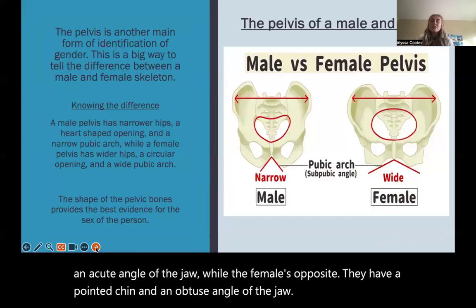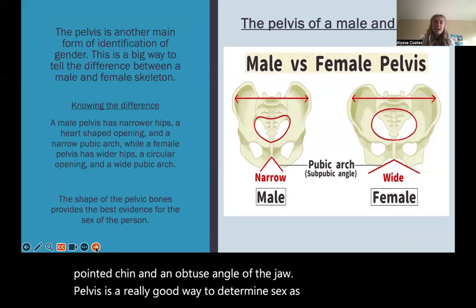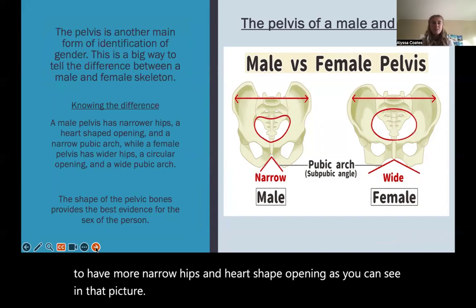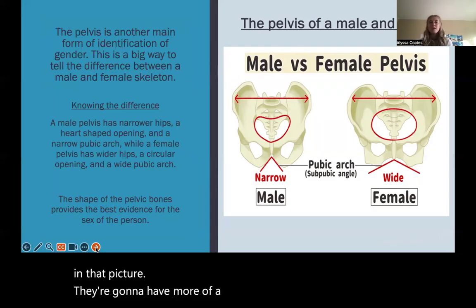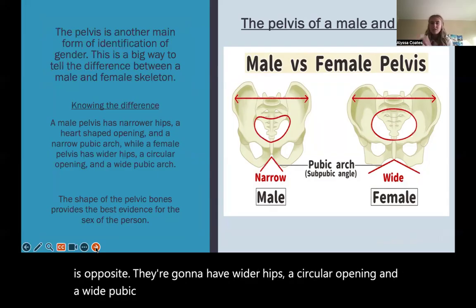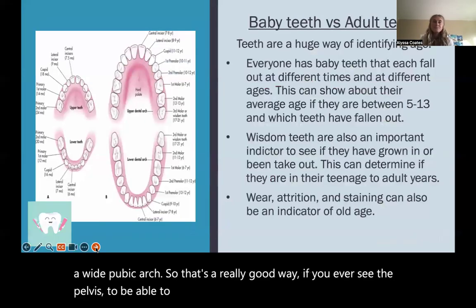Pelvis is a really good way to determine sex as well. Male is going to have more narrow hips and a heart-shaped opening, as you can see in that picture. They're going to have more of a narrow pubic arch, while the female is opposite. They're going to have wider hips, a circular opening, and a wide pubic arch. So that's a really good way, if you ever see the pelvis, to be able to determine male or female.